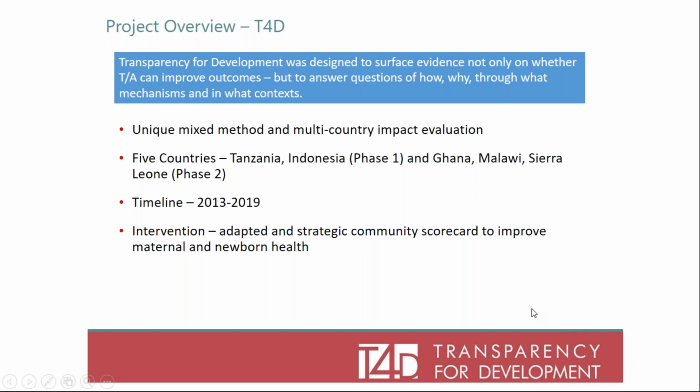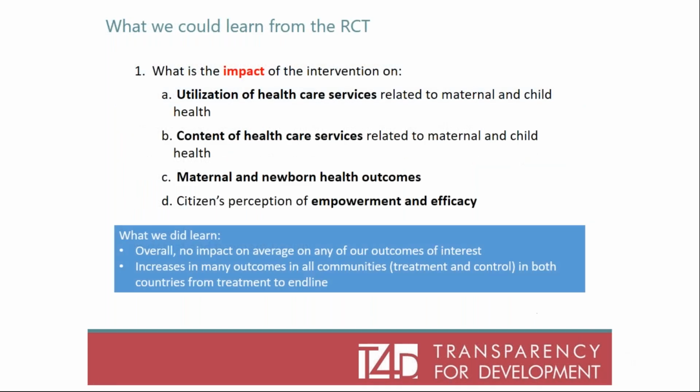our research question for the RCT component of this work was, what is the impact of this intervention on 4 major things: utilization of healthcare services, content of healthcare services, so various measures of quality, maternal and newborn health outcomes, and citizens' perceptions of empowerment and efficacy. I'm happy to share the link to our full RCT paper, which is under peer review, but is available online in working paper form. But the big picture is that in both Tanzania and Indonesia, we ended up seeing no impact on average of any of our outcomes of interest.